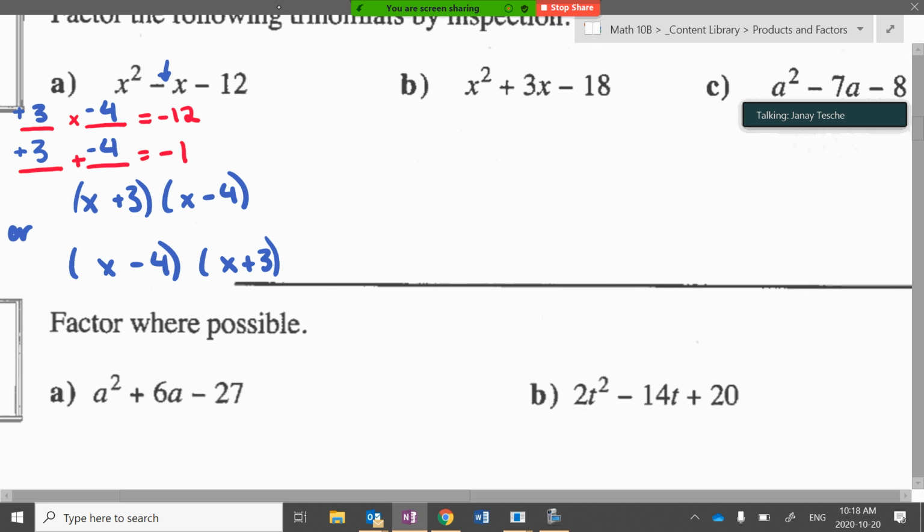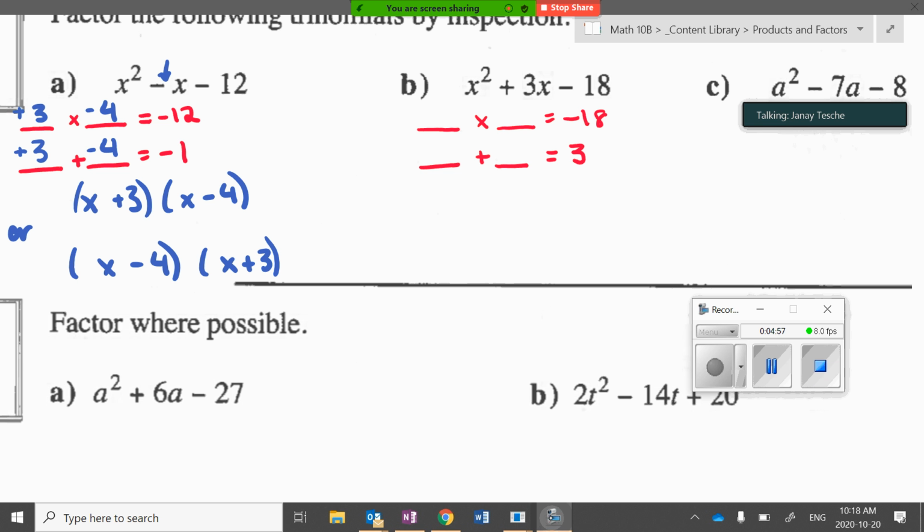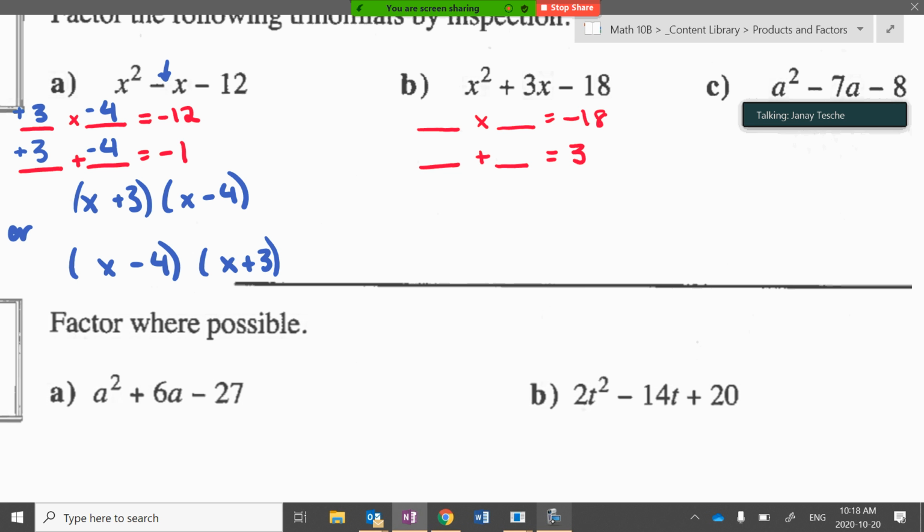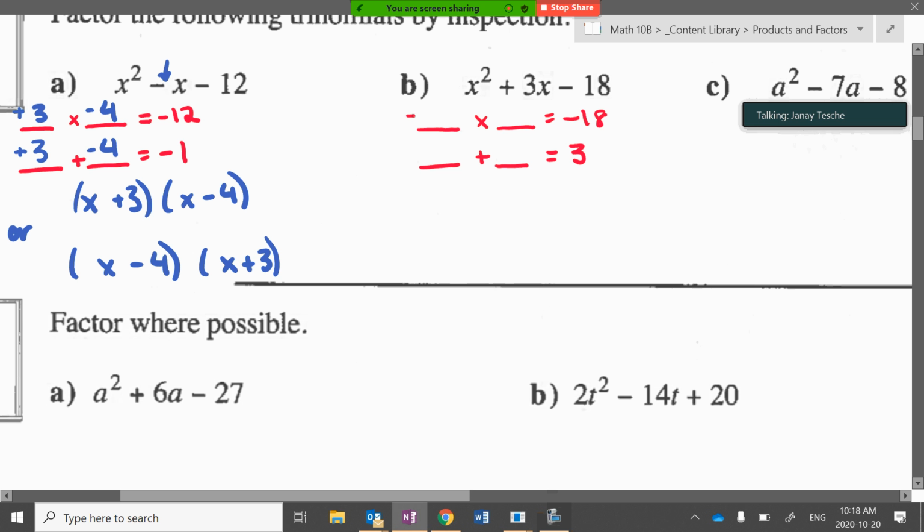Okay, so this next question. Two numbers that multiply to equal a negative 18 and add to equal 3. So with a question like this, one of them has to be negative, right? The only way I can get a negative product is with one of them being negative. Another prompt that might be helpful is to label one negative initially.